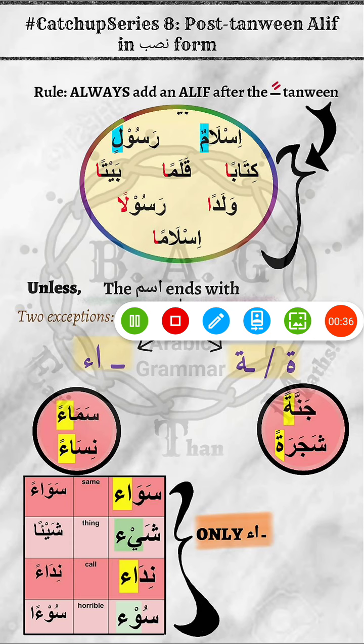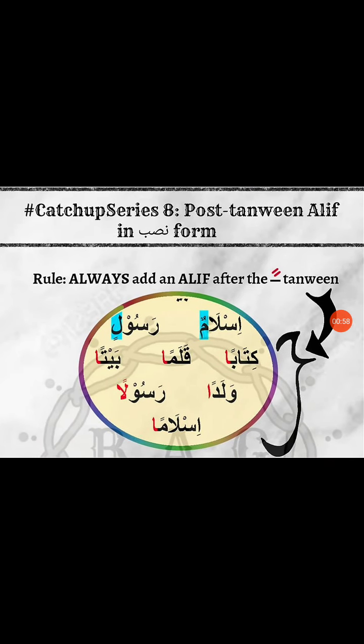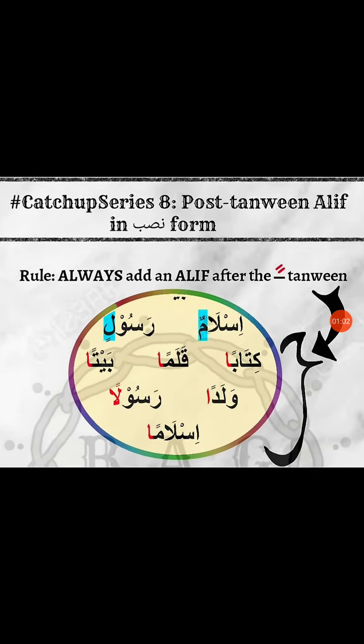Now what does the prefix post mean? It means after. So after tanween alif, or simply the alif that is present after the tanween in nasab form. That's what the name signifies. So let's get on with its elaboration. First of all, we have our post-tanween alif in nasab form, and that is our rule.